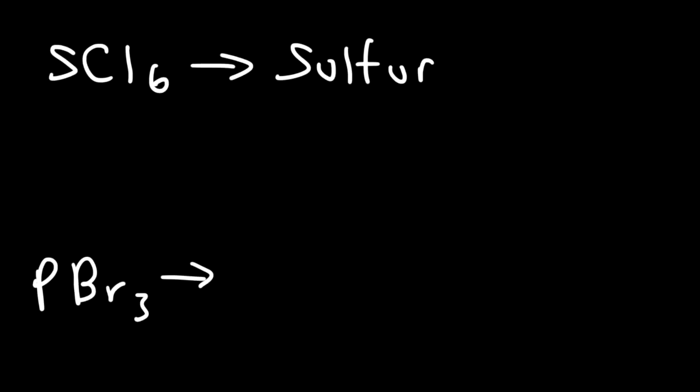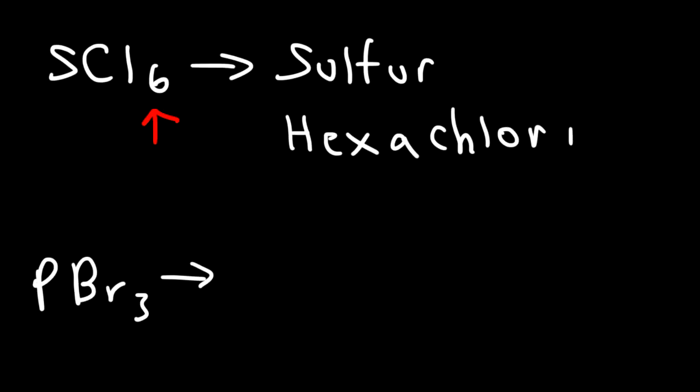Now go ahead and try these two. SCl6 and PBr3. Take a minute and work on those examples. So S is the chemical symbol for sulfur. Cl is the chemical symbol for chlorine. Now there's 6 chlorine atoms in this molecular compound, and 6 is associated with the prefix hexa. So this is going to be sulfur hexachloride. Make sure to add the suffix ide.